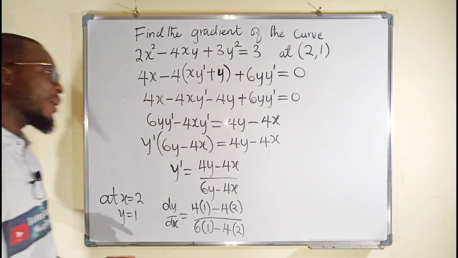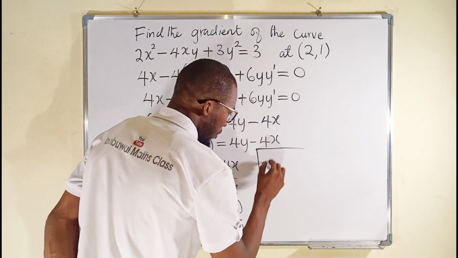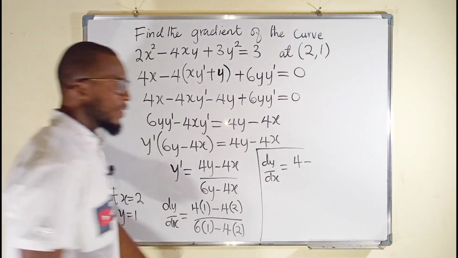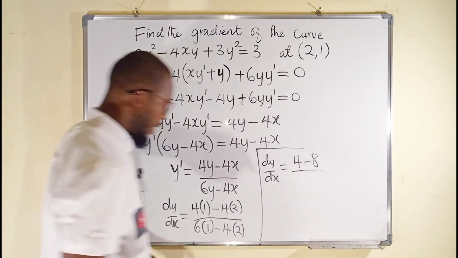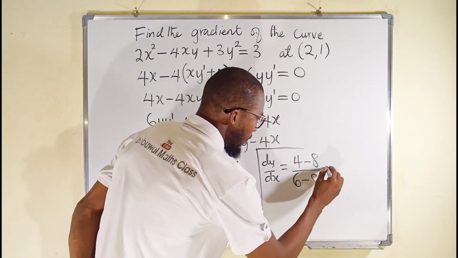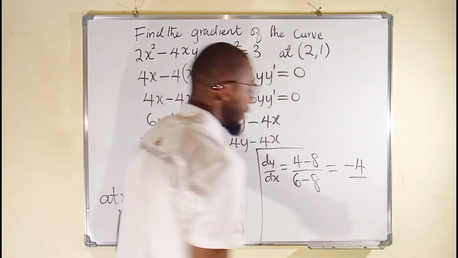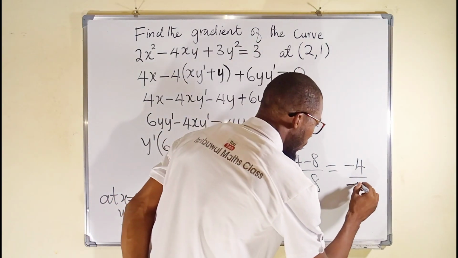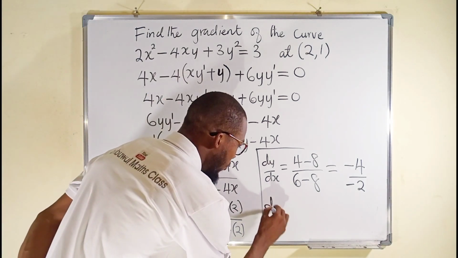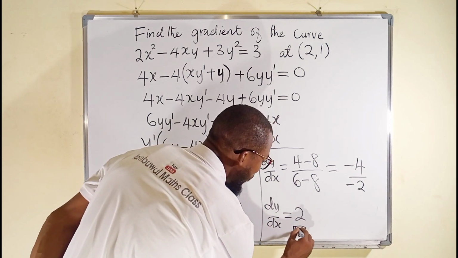Let us simplify this to obtain our gradient. So let me do it here. 4 multiplied by 1 is equal to 4. dy over dx equal to 4 minus 4 multiplied by 2 is 8. Divide by 6 multiplied by 1 is 6. Minus 4 multiplied by 2 is 8. This is equal to 4 minus 8 is negative 4. Divide by 6 minus 8 is negative 2. But negative 4 divided by negative 2 is equal to positive 2. Therefore, dy over dx at that point is equal to 2, which is just the solution to this problem.